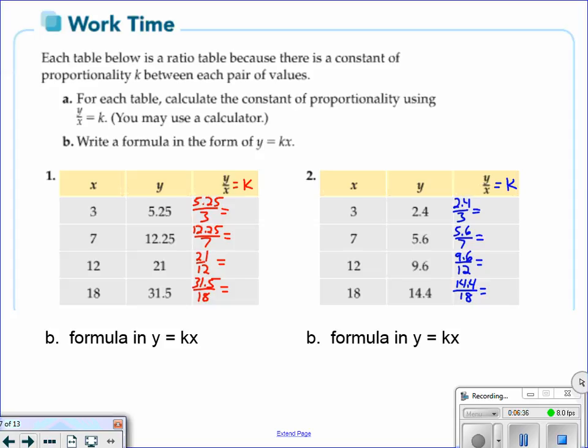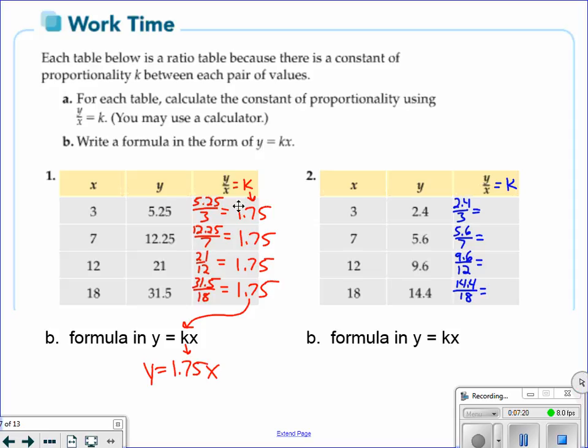these example problems. So for number one here, if I take Y over X in this table, 5.25 divided by 3 is 1.75. And if you do this for each one, what you're going to find is you are going to get 1.75 for each one of them. So that means my K right here is 1.75. So to write my formula, I'm going to have Y equals 1.75X. Again, all I'm doing is inserting the 1.75 in for K into my formula.